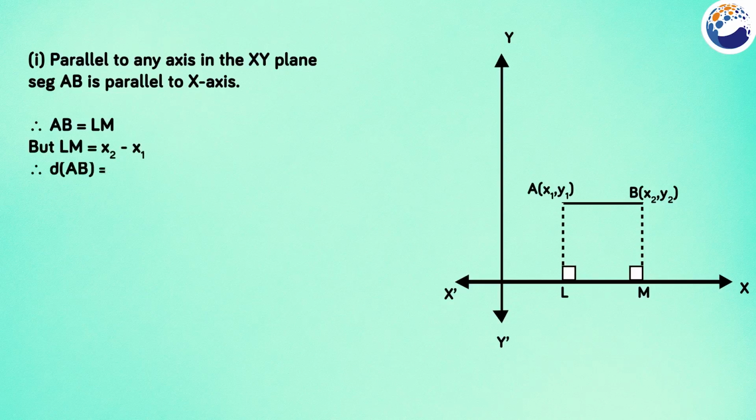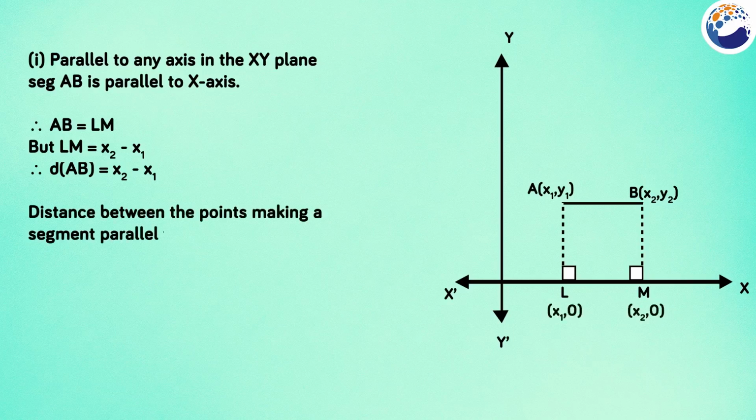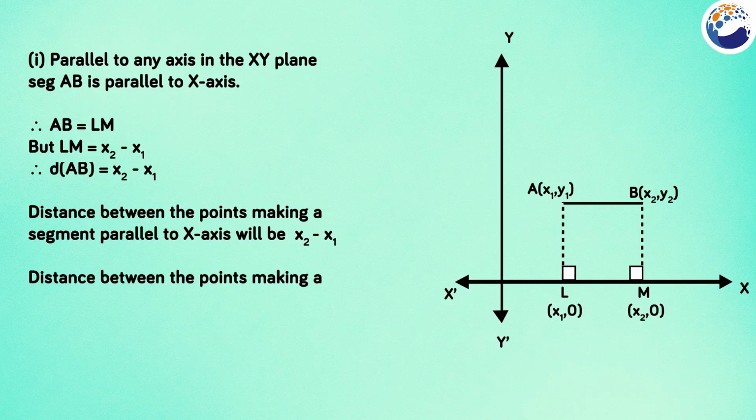Therefore, the distance between the points making a segment parallel to the x-axis will be equal to x2 minus x1. Similarly, we can derive that the distance between the points making a segment parallel to the y-axis is y2 minus y1.